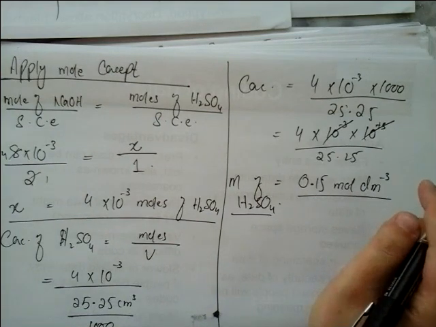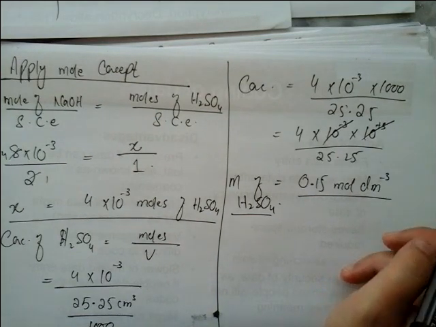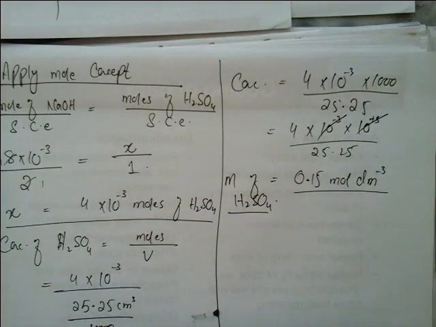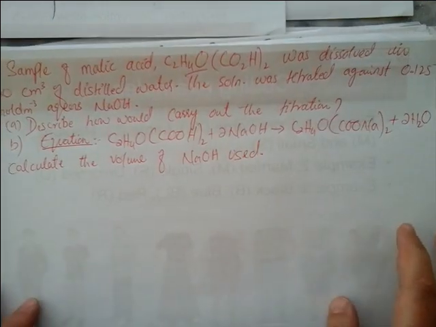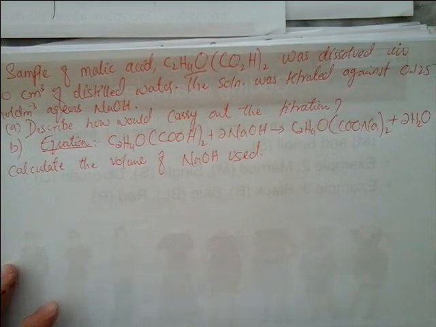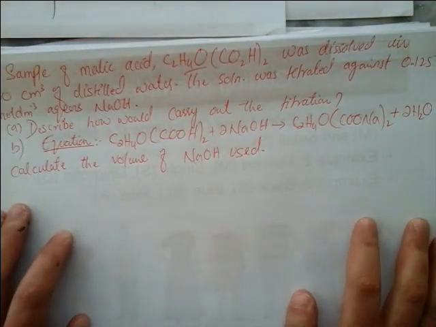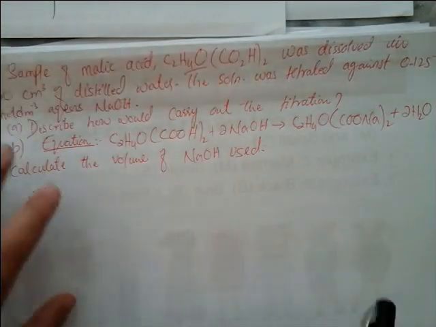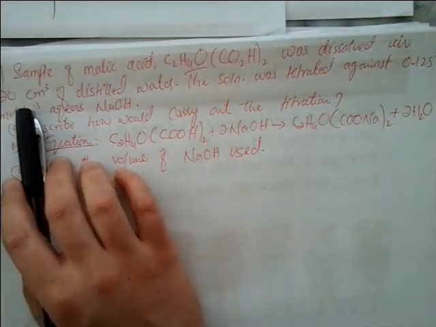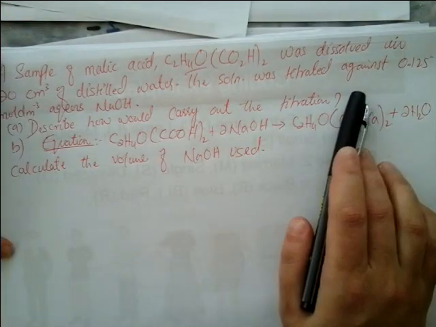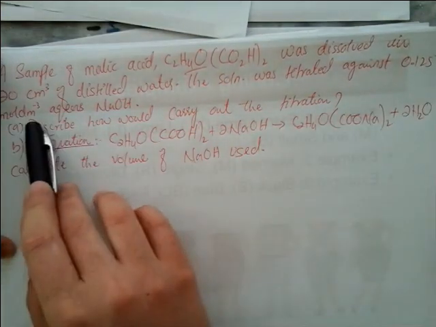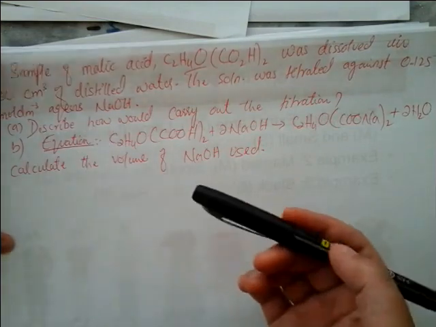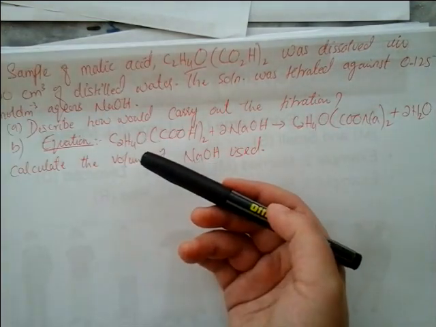In this way you can calculate all the concentrations and moles of the acid and or base. Now a very interesting question in your course book, especially the workbook, on page number 6: a sample of malic acid is given, and this was dissolved in 20 centimeter cube of distilled water. The solution was titrated against 0.125 mole per decimeter cube aqueous sodium hydroxide. Part A asks you to describe how you would carry out the titration.